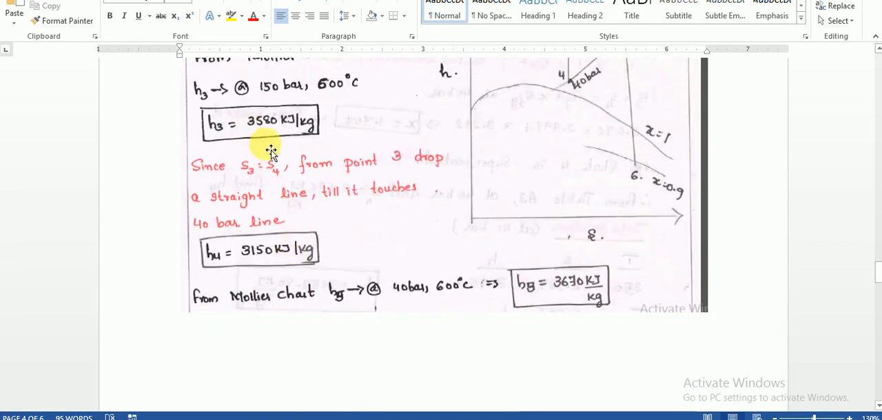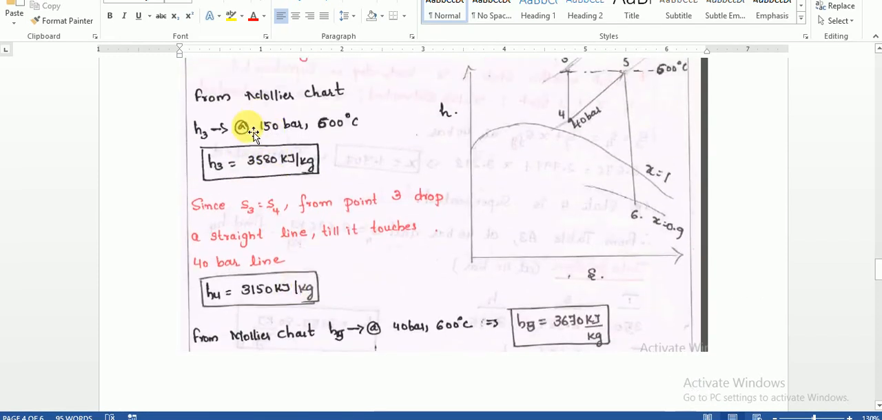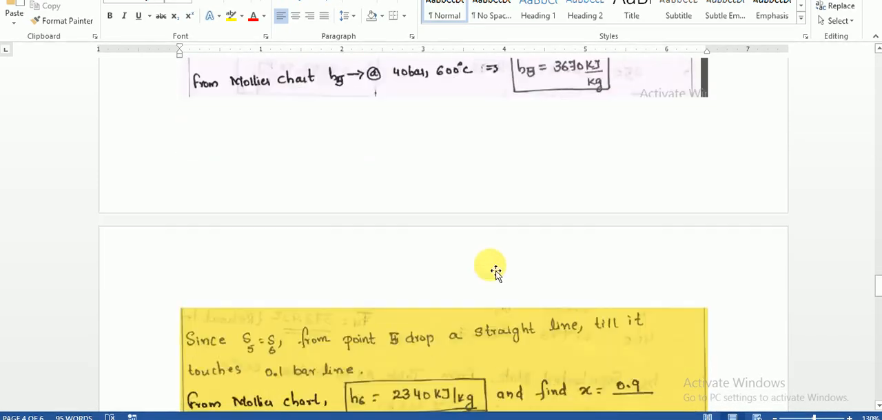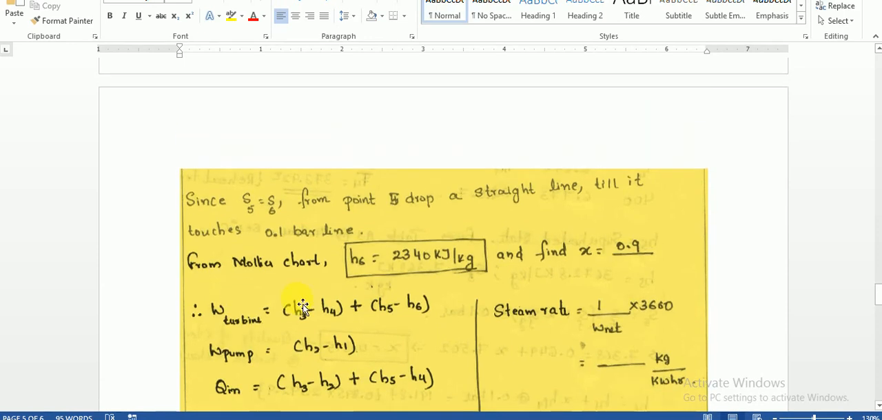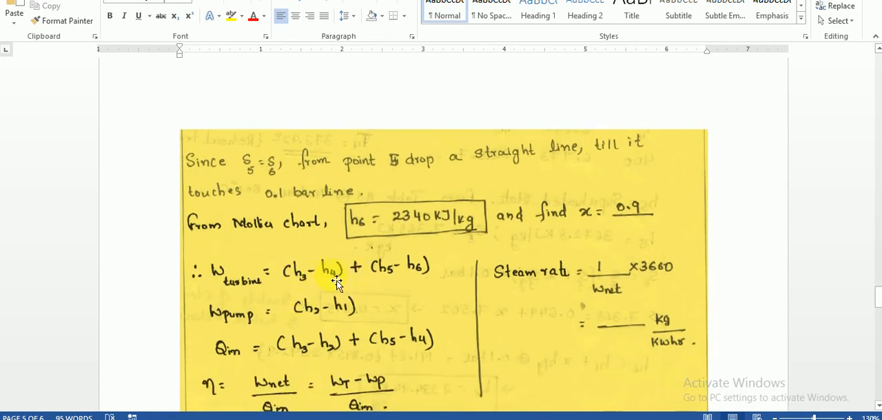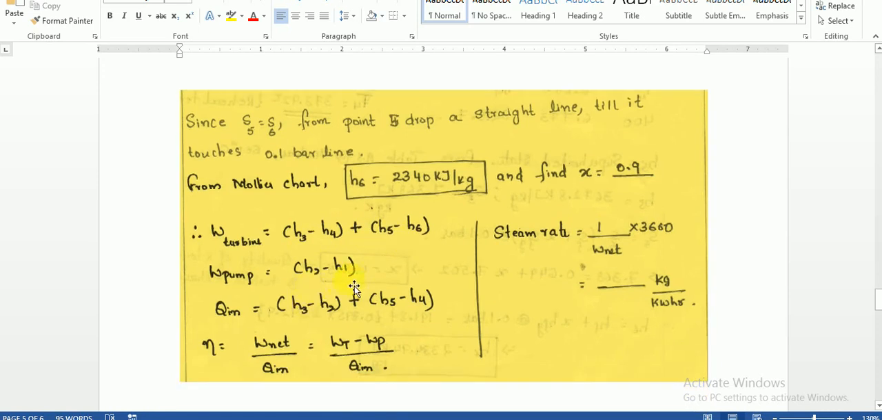Please use your own chart and note down the exact values, H3, H4, H5 and H6. Now we know the formula. What is the turbine work? Work done by the turbine is H3 minus H4, high pressure. Then low pressure turbine, H5 minus H6. Pump work is H2 minus H1.